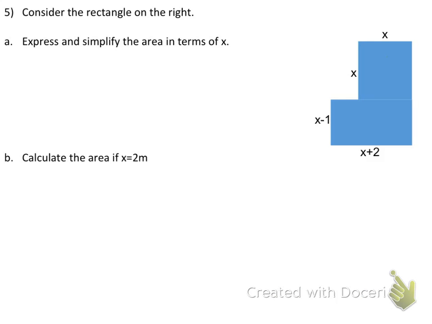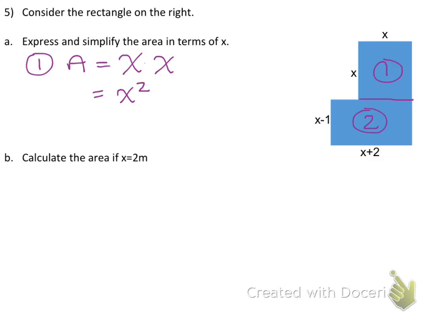Alright, so consider the rectangular shape on the right. It's not really a rectangle. Express and simplify the area. So what we're going to do is we're going to split them up. We're going to call this area 1 and area 2. Okay, so area 1, the area is length times width, so x times x, which is x squared. Area 2, it's going to be x minus 1, x plus 2, because that's the length and the width.